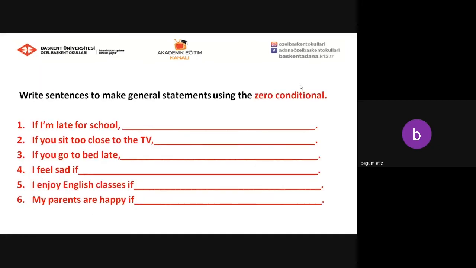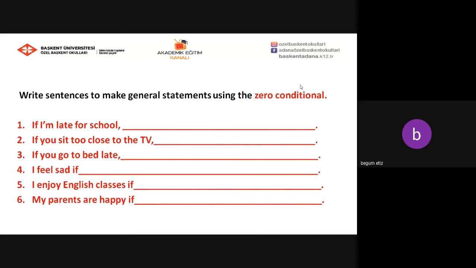Okay, another exercise. You just need to devote your attention to that page. You are going to write sentences to make general statements using the zero conditional. As you see here, there are totally 6 sentences. You just need to complete them by using the zero conditional, okay?